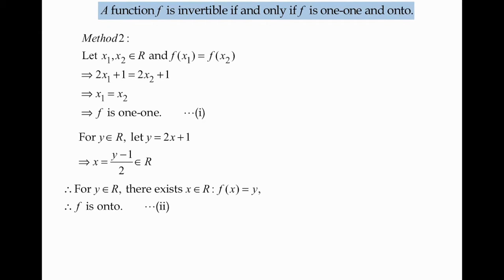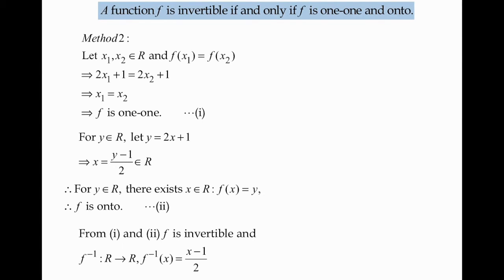Now what would the inverse be? From this process of showing that the function is onto, you have actually derived the result. That is the rule which takes the y back to the x. So for every y, there exists (y minus 1) by 2. And therefore we say that f is invertible.